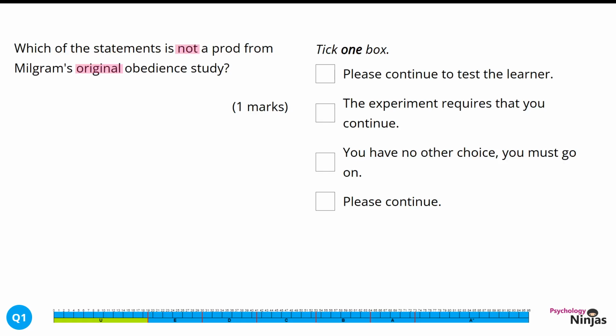Please continue to test the learner. The experiment requires that you continue. You have no other choice, you must go on. Please continue. So the command from the experimenter to the teacher that's not in original baseline is please continue to test the learner, and this is what we would select.